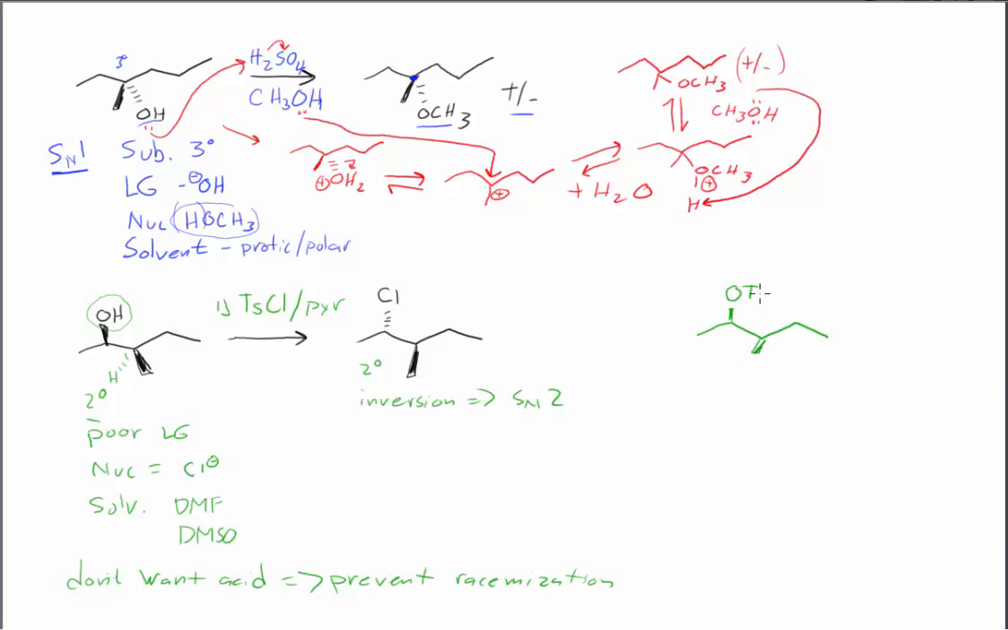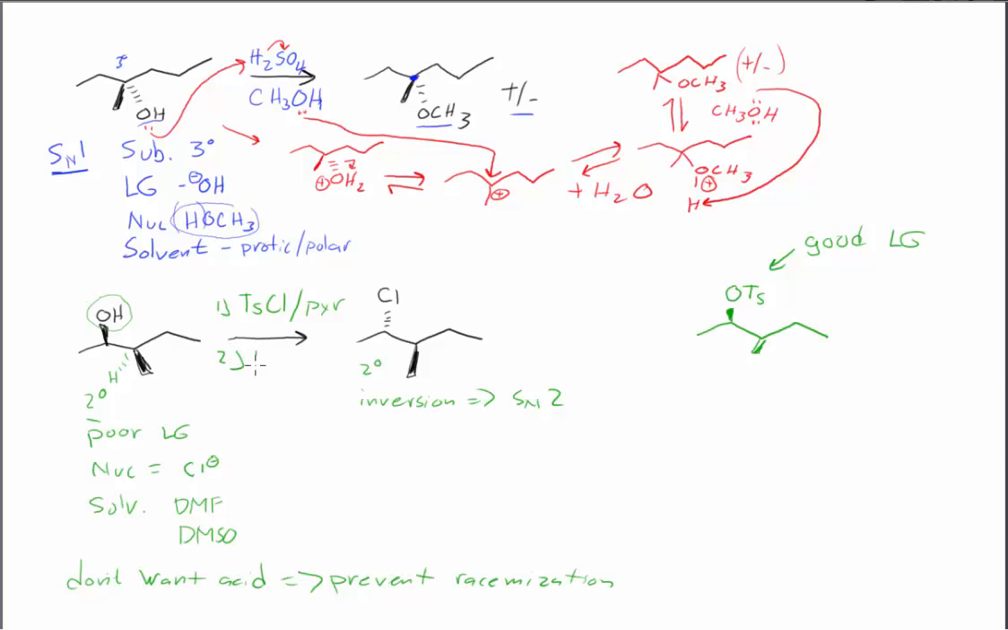Essentially, it turns our OH into OTs, and this is a good leaving group. You'll remember that it's because it's highly resonance stabilized. You can look up the structure of OTs in your textbook. This is highly resonance stabilized, so it makes a great leaving group. So that's our first step: tosyl chloride and pyridine.